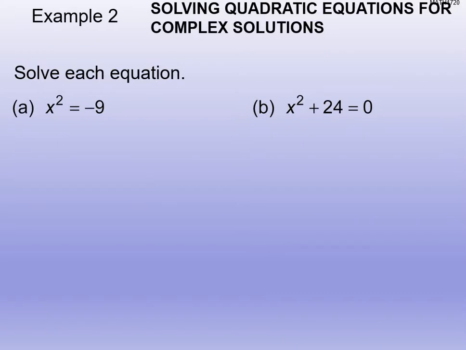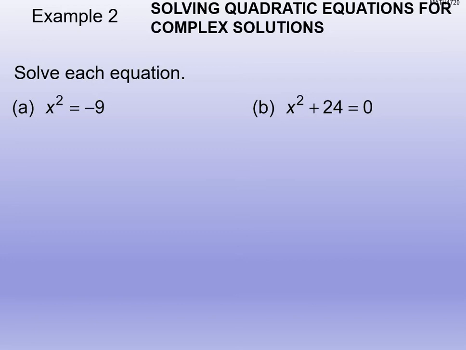Okay, now, these are the equations we really couldn't solve before, right? We've got x squared equals negative 9. You're like, uh-oh, my teacher said I couldn't take the square root of a negative number. Now we can. So we're going to have x squared equals negative 9. We're going to take the square root of both sides. Remember, there will still be two solutions.